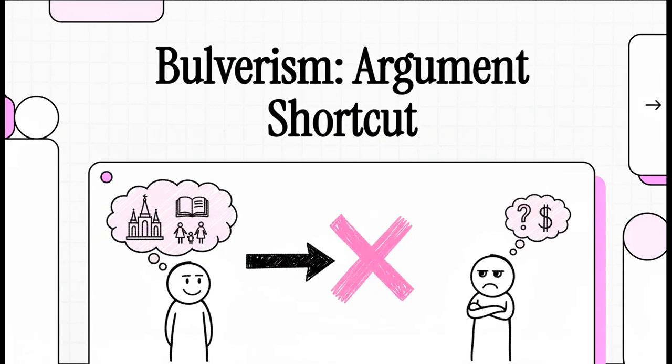All right, today we're jumping into something you've probably seen a million times, even if you didn't have a name for it. It's a sneaky little logical fallacy called Bulverism. We're going to break down what it is, how it works, and why it's such a powerful tool for completely shutting down a debate before it even gets started.